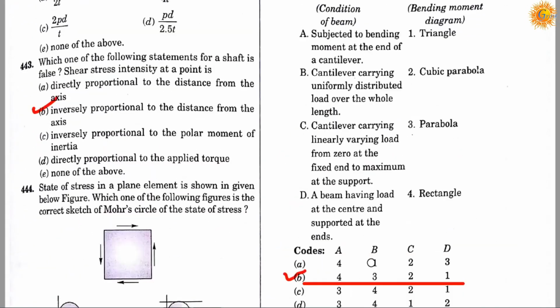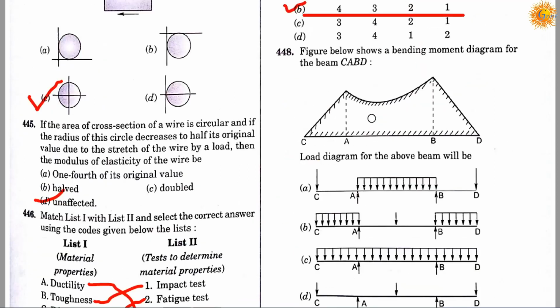So according to this, A is connected to the fourth number, means this one. Subjected to bending moment at the end of cantilever, diagram will be rectangle. Cantilever carrying uniformly distributed load over the whole length, then it's connected to third number, it means parabola. Cantilever carrying linearly varying load from 0 at the fixed end to maximum at support, so it will be second. Cubic parabola, and last will be beam having the load at the center of the support at the ends. It belongs to triangle. Okay.